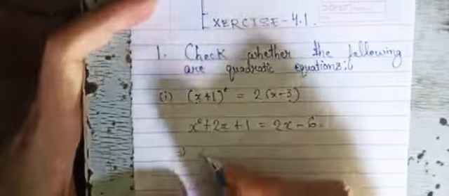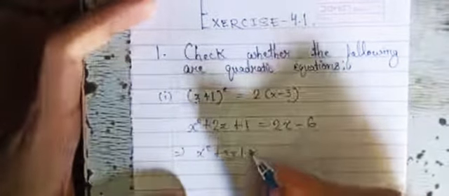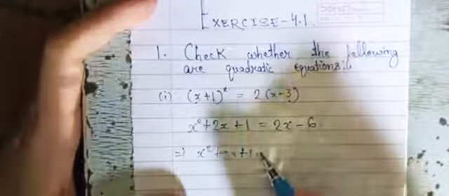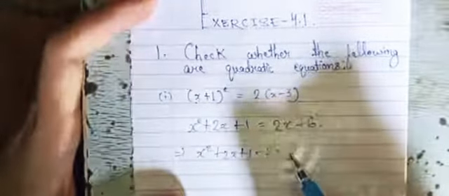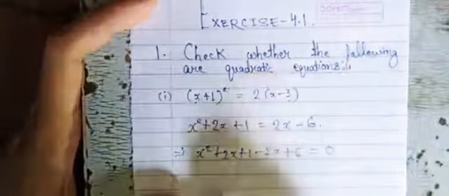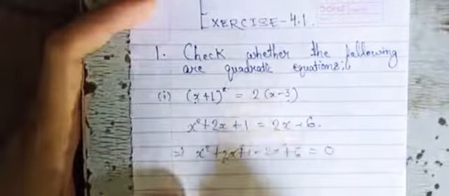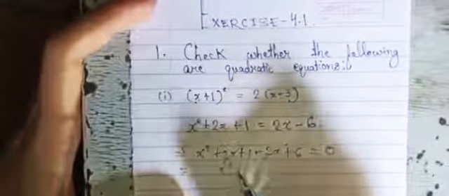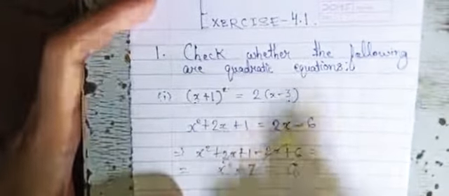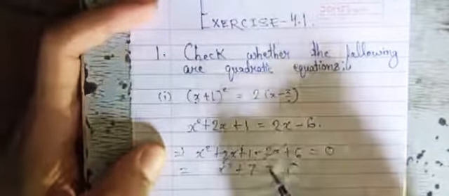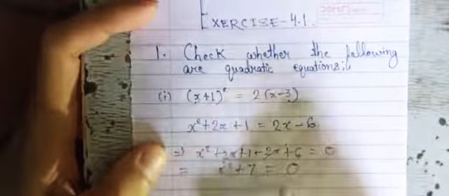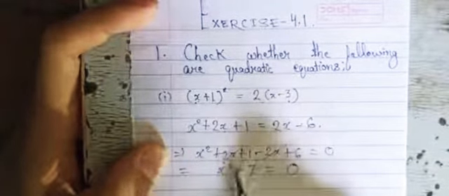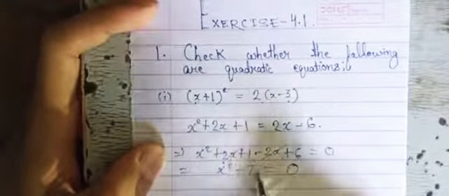Now we will simplify this equation. How will we simplify? x square plus 2x plus 1. Bring all these quantities to the left hand side, so their signs will change. 2x will become minus 2x, minus 6 will become plus 6, equal to 0. Now 2x and minus 2x will cancel out, and 1 plus 6 is 7. So x square plus 7 is equal to 0. So it is also a quadratic equation where the middle term is not there because it has cancelled out. But since the degree is 2, we can consider it a quadratic equation.